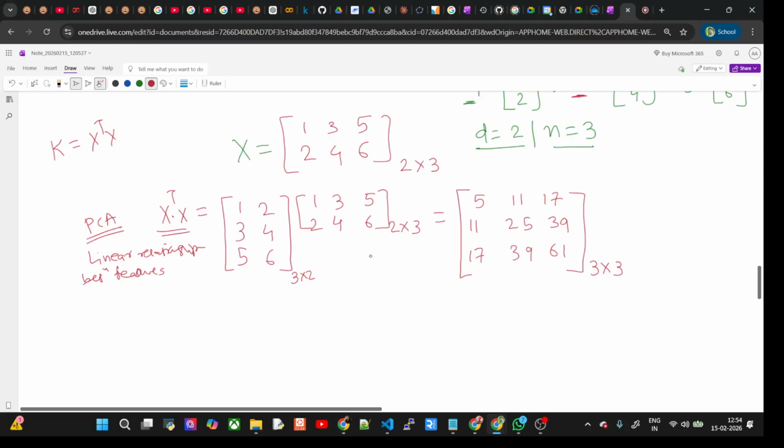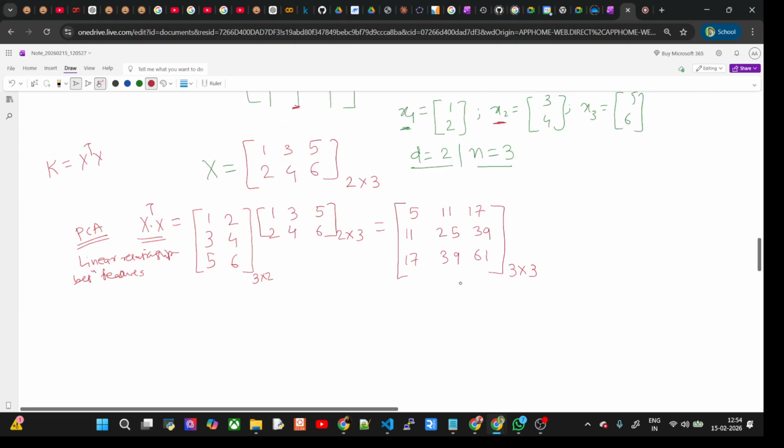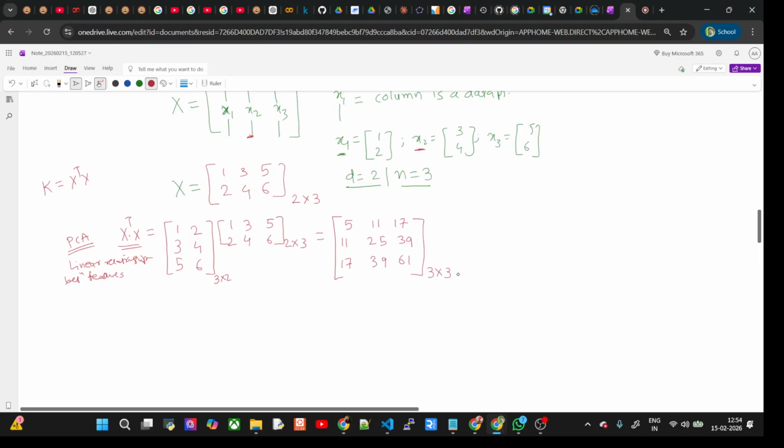But just be here with this example. X transpose X is what you calculate, a 3 cross 3 matrix you got. So instead of that, we can use another way to get the same matrix. How can we do it another way? So for example, here this is X transpose X.